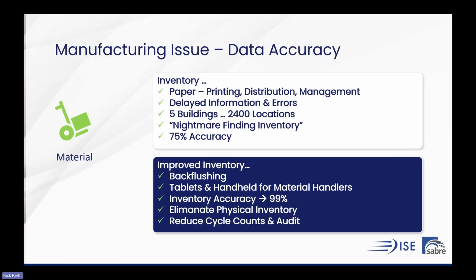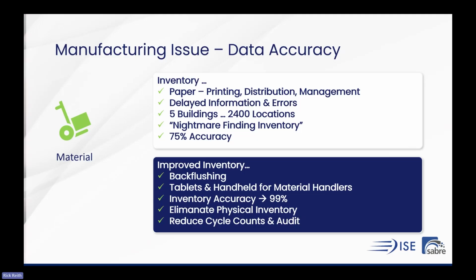What this did for them from a business standpoint is it eliminated the need to do a physical inventory across those 5 different warehouses and buildings. And then they also ultimately reduced the cycle counts and their auditing requirements from an outside source.